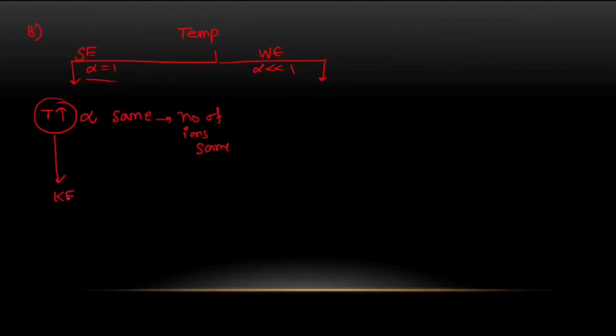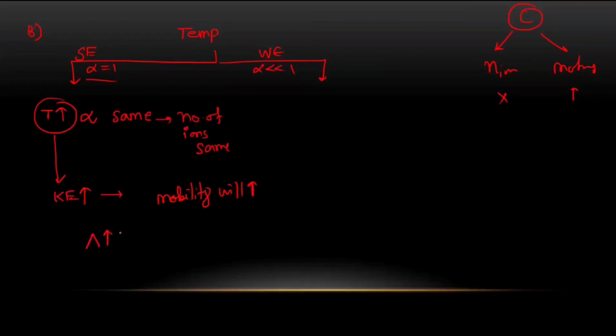We know kinetic energy increases with increasing temperature. So if kinetic energy increases, then mobility will increase. Now I have told you that conductance is the combined effect of the number of ions and mobility. For strong electrolyte, the number of ions is constant, but mobility is increasing. That means overall lambda will increase with increasing temperature. But for weak electrolyte, what happens?